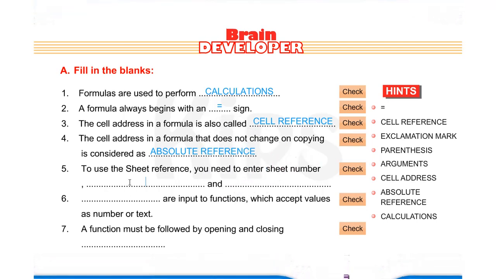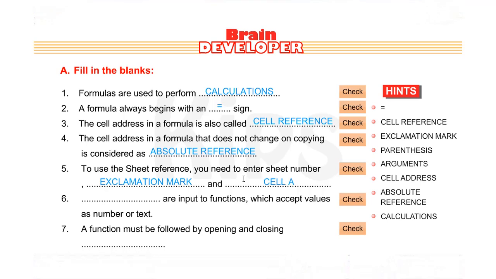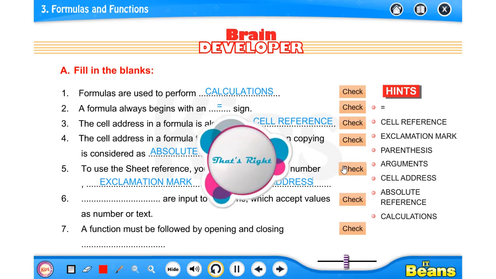Now the next one. To use the sheet reference, you need to enter sheet number, comma, dash and dash. What will come in these two? Yes, exclamation mark and cell address. So in the fifth one, exclamation mark and cell address. So this should be the answer. Let me check it. It's correct.